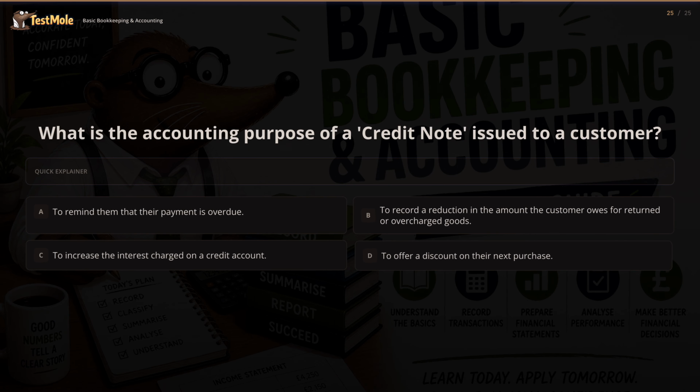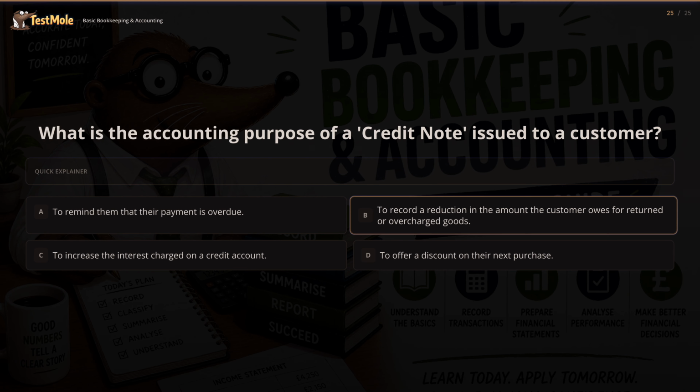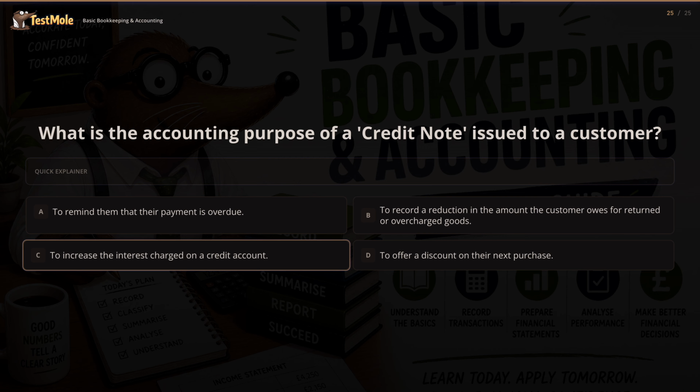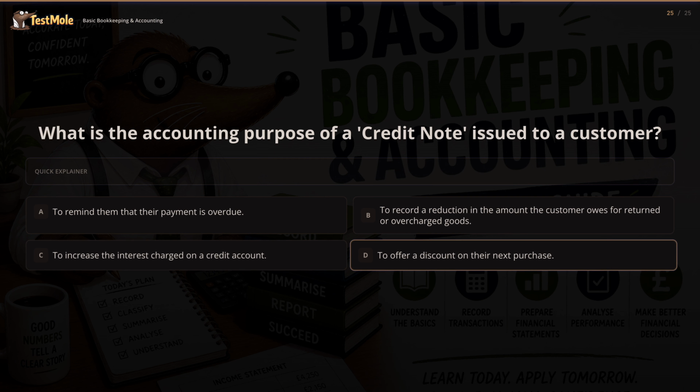Let's review the options. A. To remind them that their payment is overdue. B. To record a reduction in the amount the customer owes for returned or overcharged goods. C. To increase the interest charged on a credit account. D. To offer a discount on their next purchase.